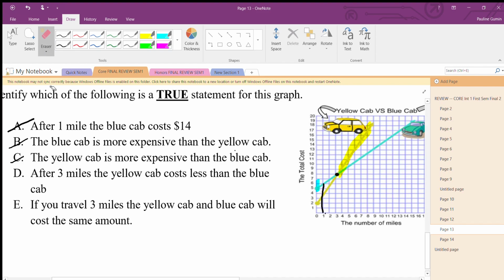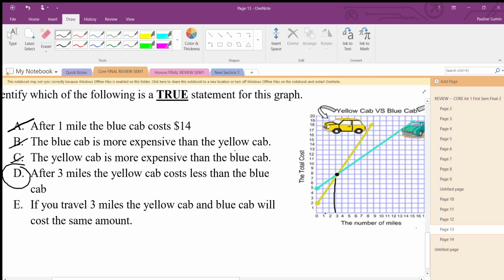Let's take a look at letter D. Letter D states that after 3 miles, the yellow cab costs less than the blue cab. Let's see, 3 miles. Let's see which line we hit first. I hit yellow first. Letter D is our answer.